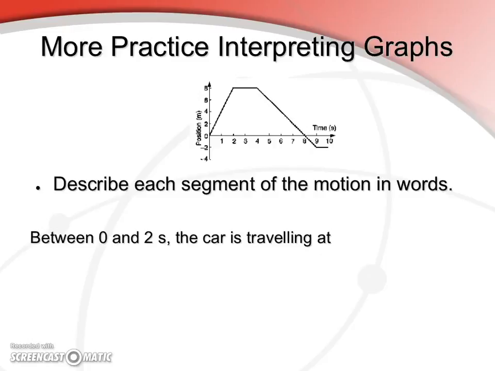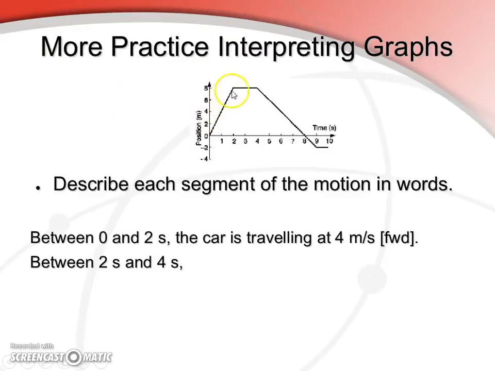Okay, describing the segments in words. You should practice doing this. It's a good exercise, and it will be on various quizzes. So we have the first segment between 0 and 2 seconds. The car is traveling at 4 meters per second forward, right? Its displacement is increasing at a constant rate, and our slope gives us 4 meters per second.